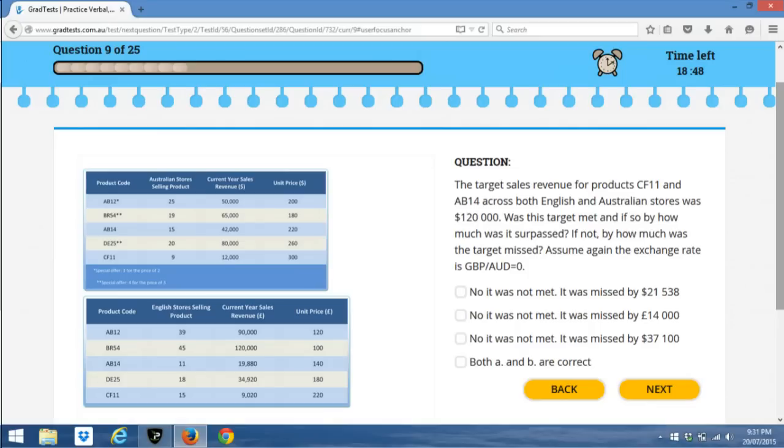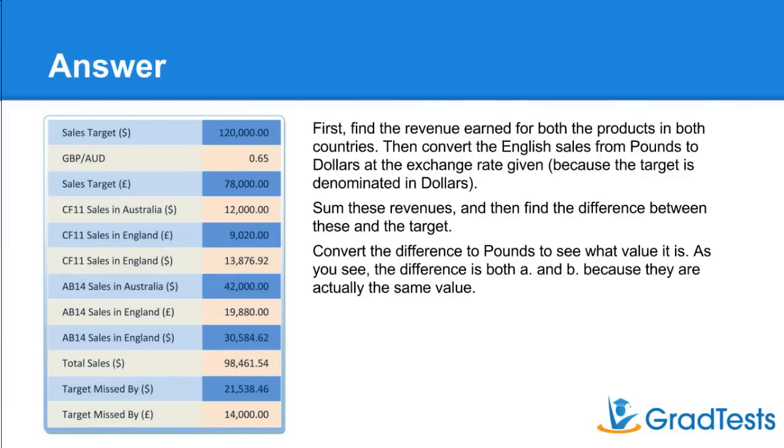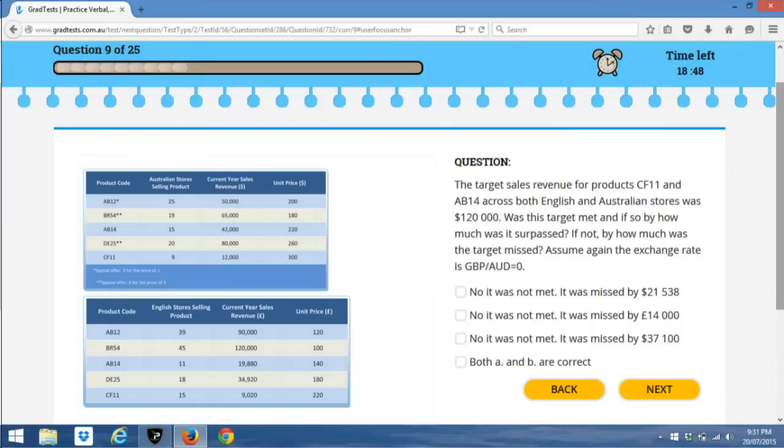But be very careful here, because you'll see option B, which is £14,000. That is actually the same amount as $21,538 once you convert it using that exchange rate. So expressed in either dollars or pounds, both A and B are true. We missed the target by that amount. So the most correct answer is the final one. Both A and B are correct.